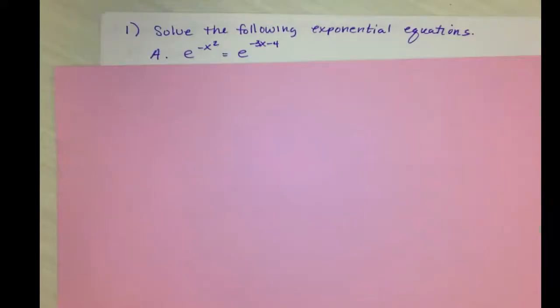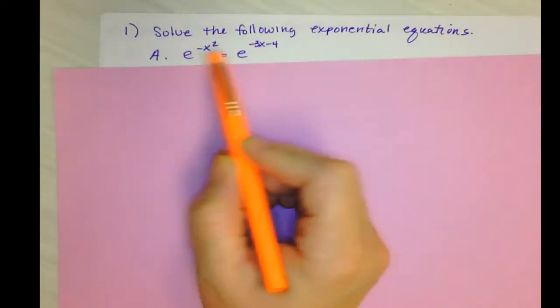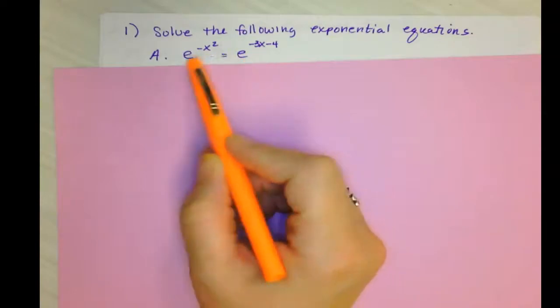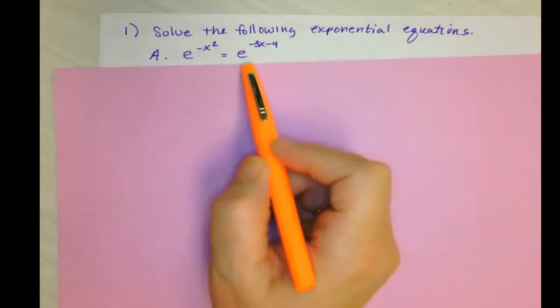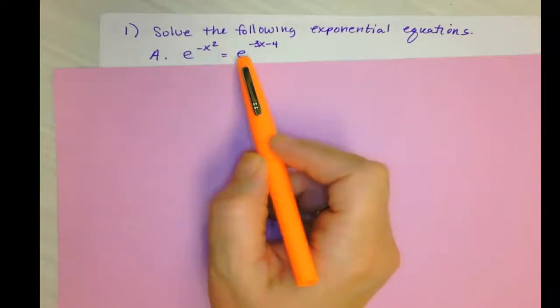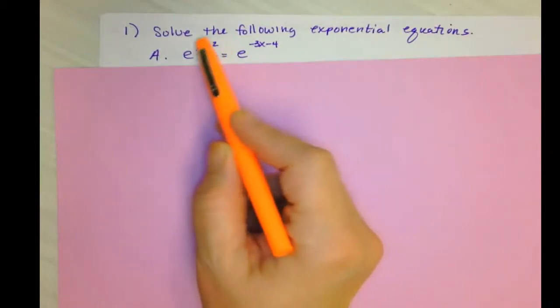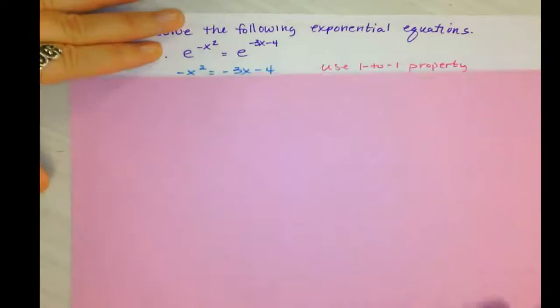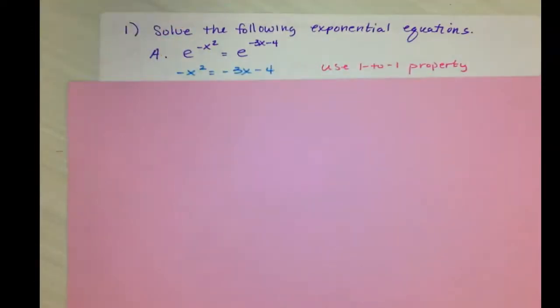All right, so problem 1a, we're solving the exponential equation. We have exponential base e on this side, and exponential base e on that side. And so if this base equals this base, with the property of equality, then this exponent has to equal this exponent. So I can pull those exponents off and equate them using that one-to-one property.